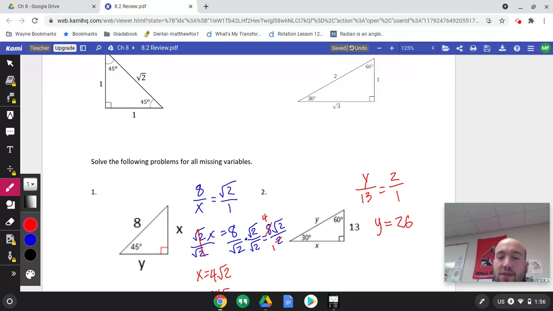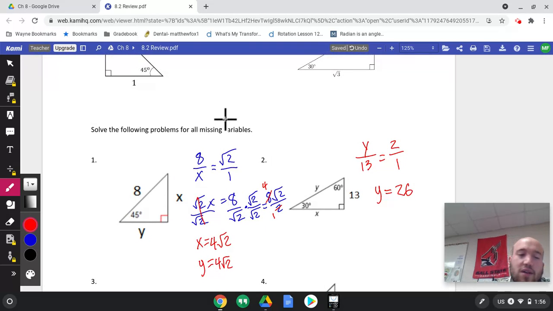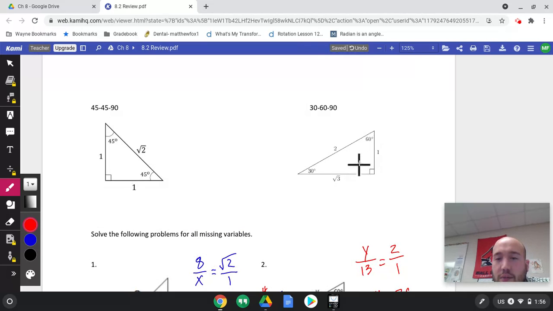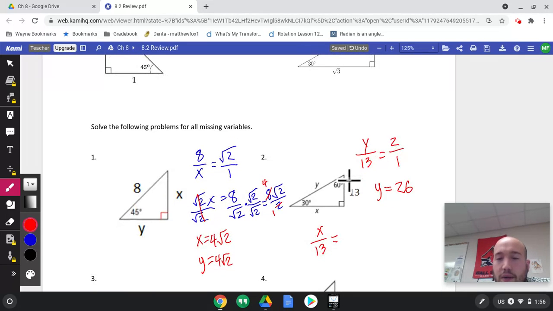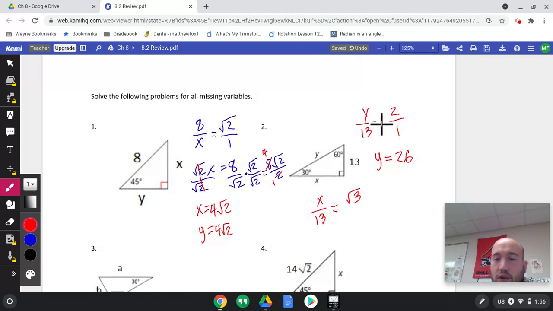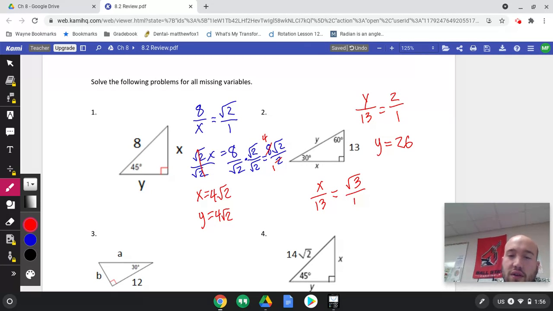Now, to find what x is, same process. We can solve x over 13. Now, the x is across from the 60. So we look at our template. Across from the 60 is a square root of 3. The 13 is across from the 30 still. Across from the 30 is a 1. So once again, 13 over the 1. Just like on the last one, they were paired up. Now we cross multiply. And we get x equals 13 square root of 3.